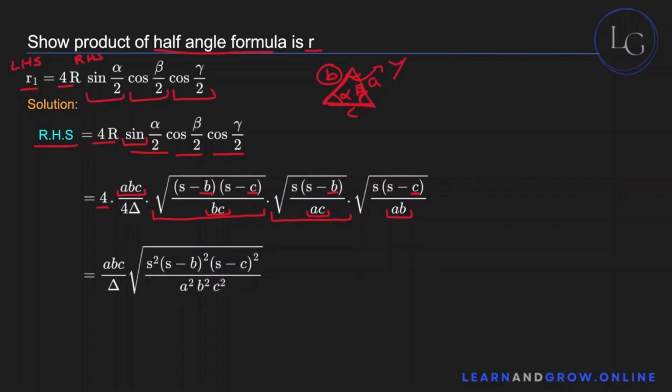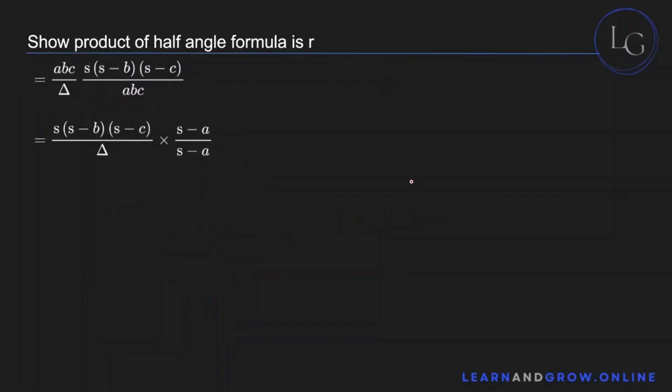Now that you have all of this, you can cancel out this 4 with this 4, and you're left with this expression, right? You multiply all three of these to get this expression. Now you can cancel out this under root sign with these squares, and you get this. Now you can cancel out this ABC with this ABC, and you're eventually left with this expression, right? And you multiply this expression with S minus A into S minus A. Why? Because S minus A is missing from this numerator, right?